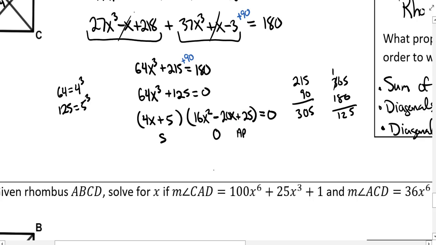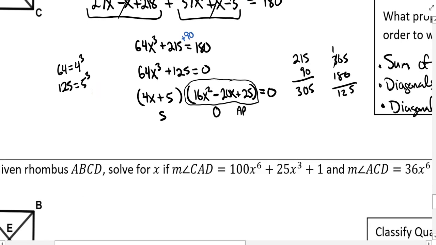So now it's factored. The 3-term factor you leave alone because you can't factor it anymore, and right now I'm not requiring you to solve that one. But the 4x plus 5, set that equal to 0 and solve. And you get x is negative 5 over 4.